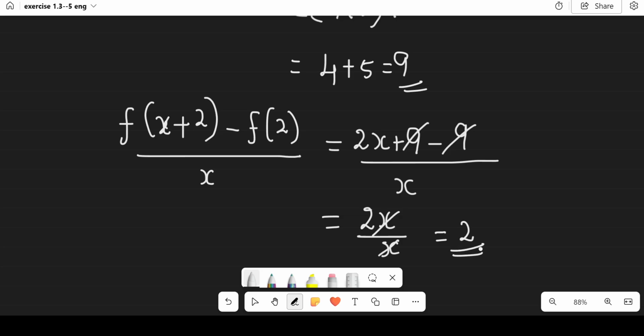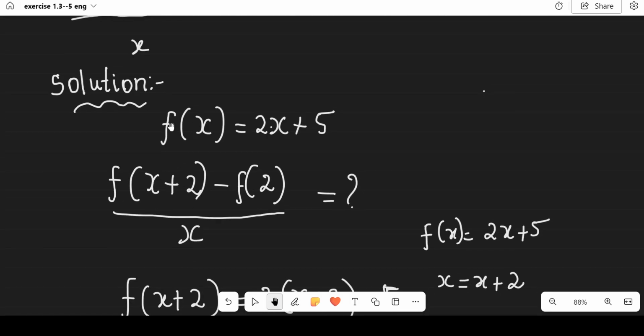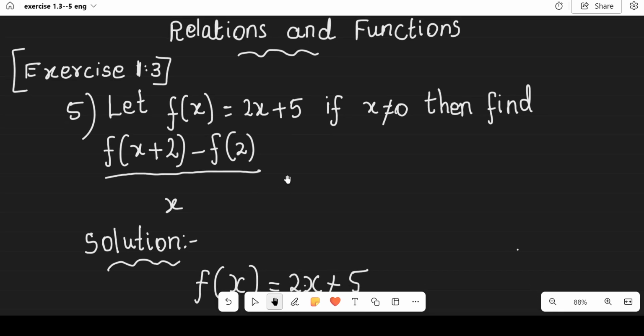Okay. This is the answer of the fifth problem. This is all about the fifth question. We can see the next question in another video. I hope this video was helpful.